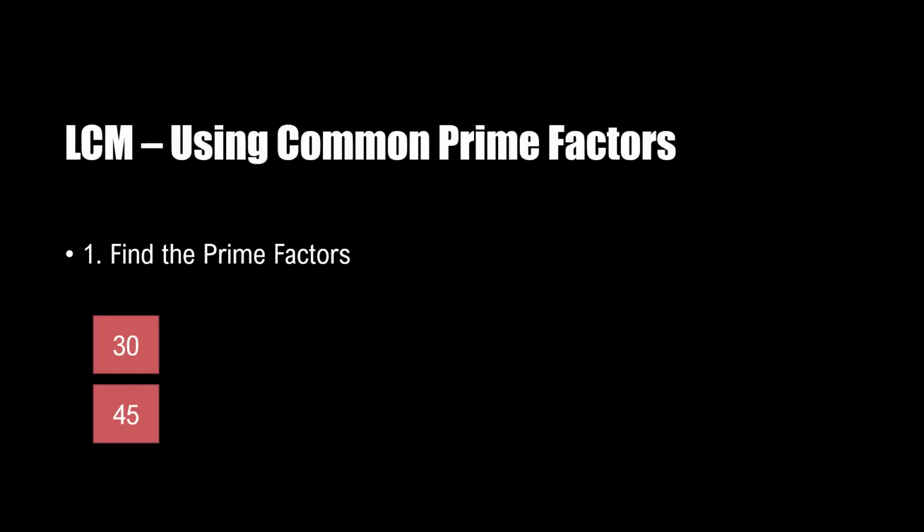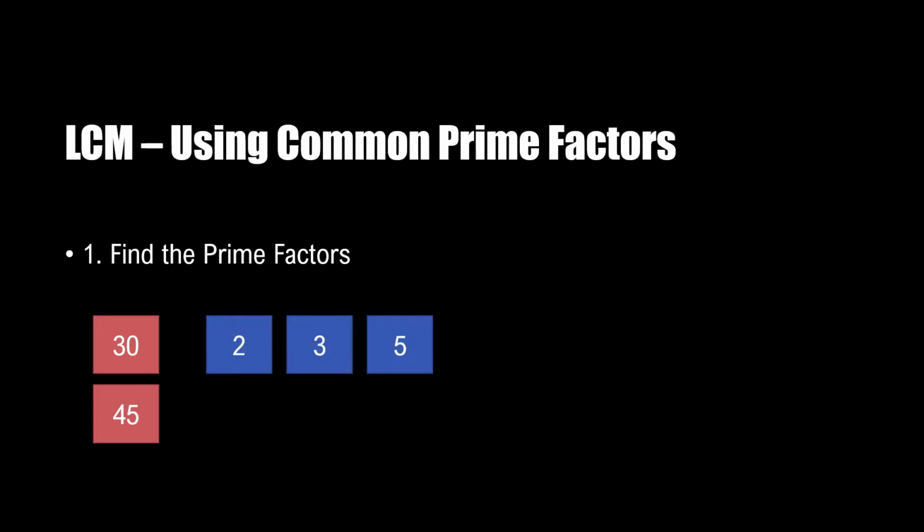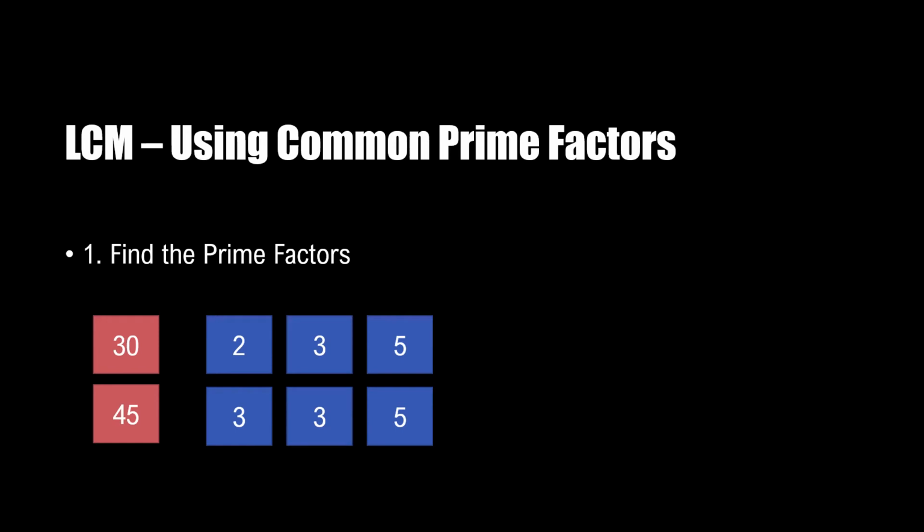Let us quickly take a look at how we used the common prime factors method. If you cannot remember how we did this, you can watch the video where we learned about using the common prime factor method. So, how do we find the LCM using the common prime factor method? First, we find the prime factors of the numbers. So, the prime factors of 30 are 2, 3 and 5. Of 45 are 3, 3 and 5. We can use the division method or the number tree method to find the prime factors.